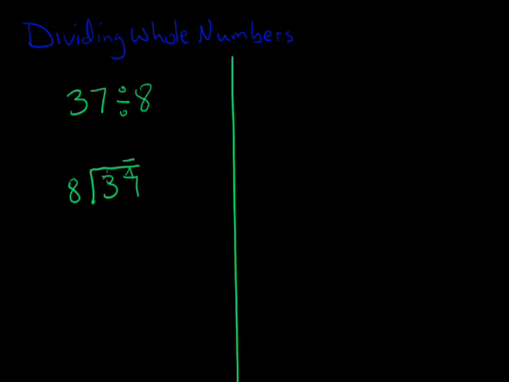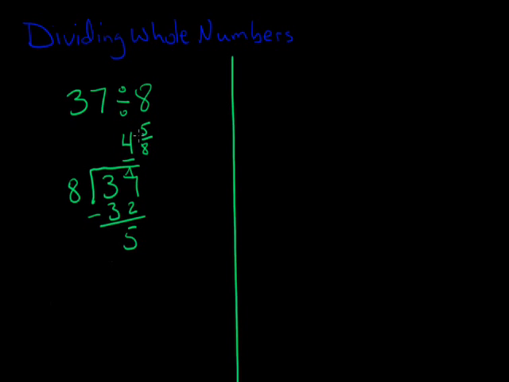So let's divide 8 into 37. 8 times 4 is 32, so I'm going to put a 4 up there. 4 times 8 is 32, and then we're going to subtract. 37 minus 32 is 5. Now, here's how I like my students to write the remainder. I like them to write the remainder as a fraction. So I'm going to write 5 over, you write the remainder over the divisor, which is 8.